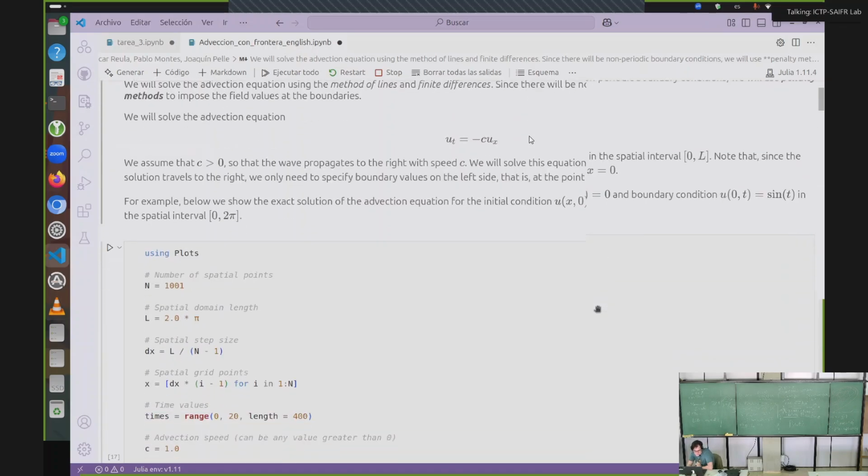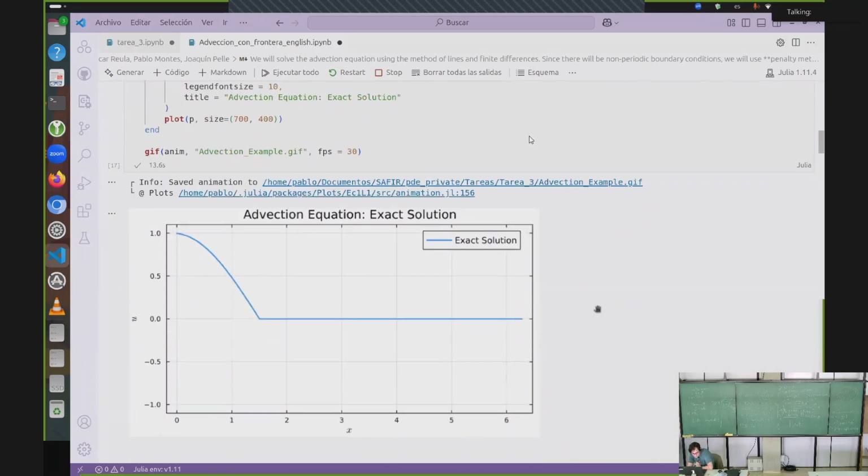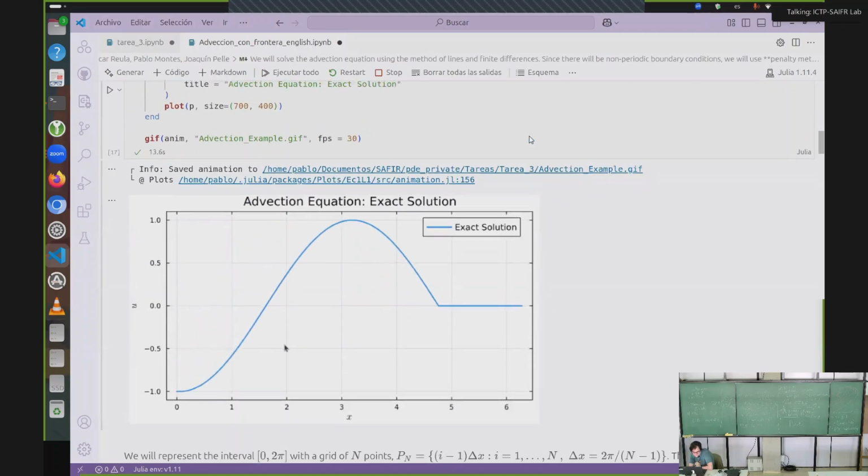So in this case, what we expect is something like this. Here at the boundary we put a sine wave, and it just goes up and down, up and down. Originally we had a flat solution. And look at this side, we don't impose any condition. We just let the wave get out of the region, right?